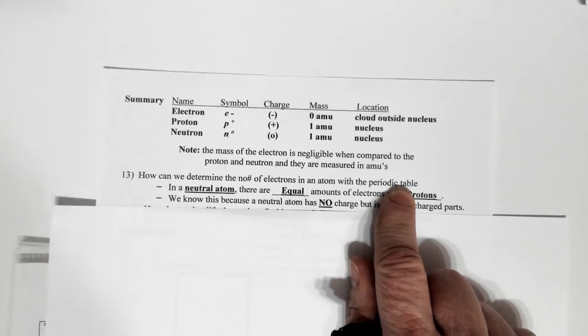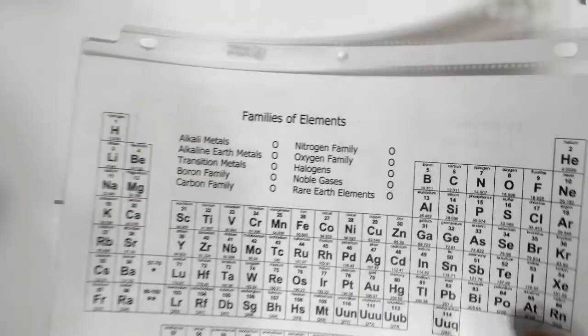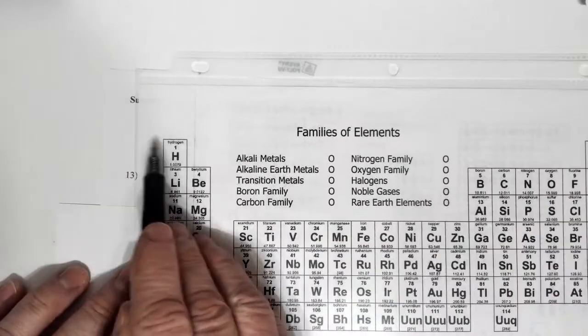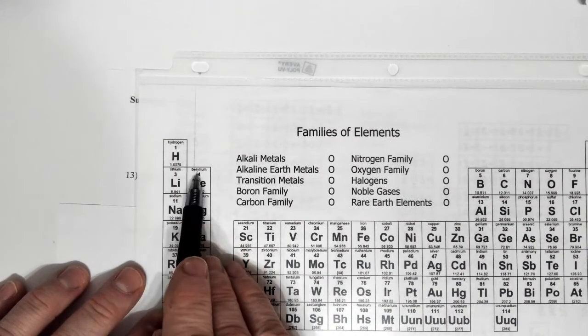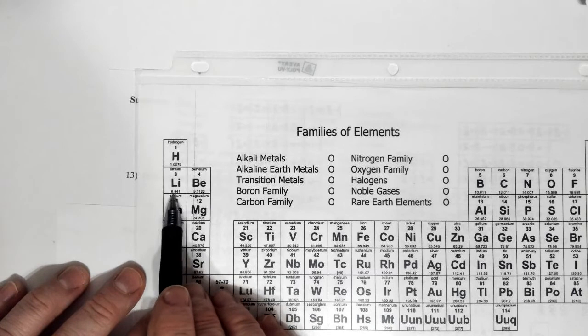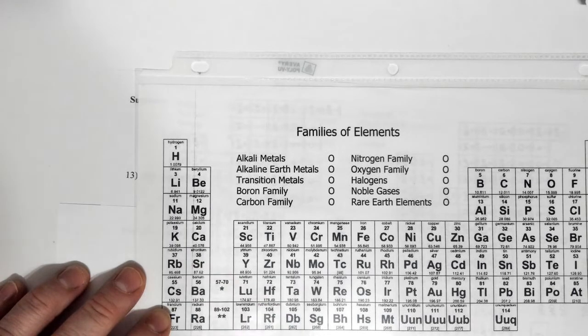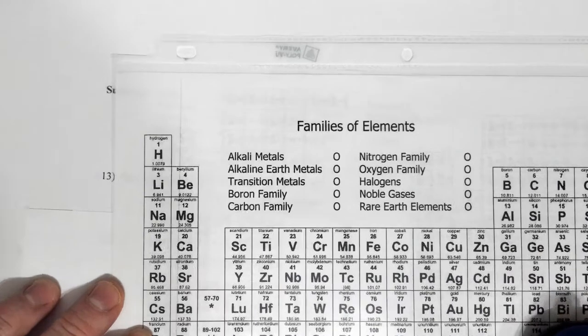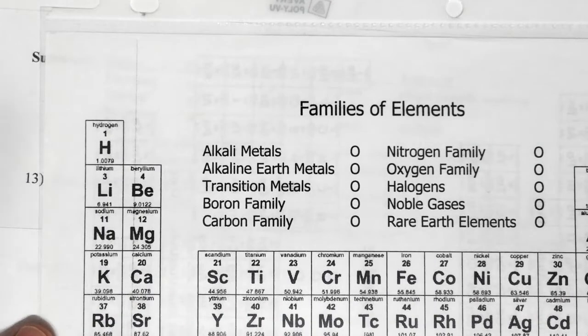Because if we go back to our periodic table, we realize that we have these big numbers, which are the number of protons, and then we have these atomic masses, which are decimal numbers, and they are an average of the protons and neutrons, but we don't have any electron numbers.